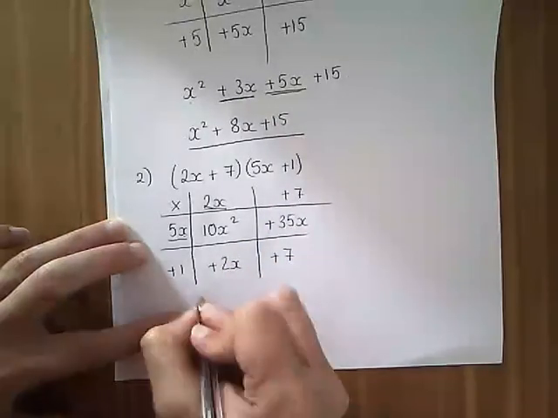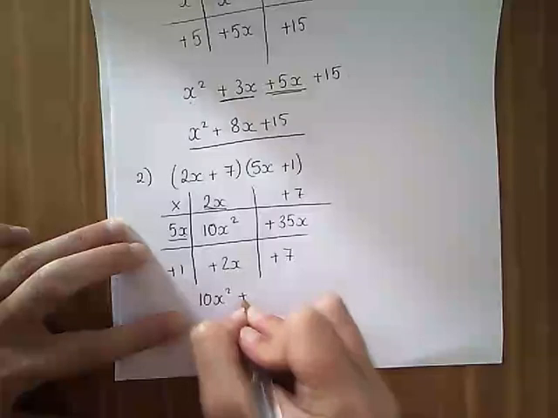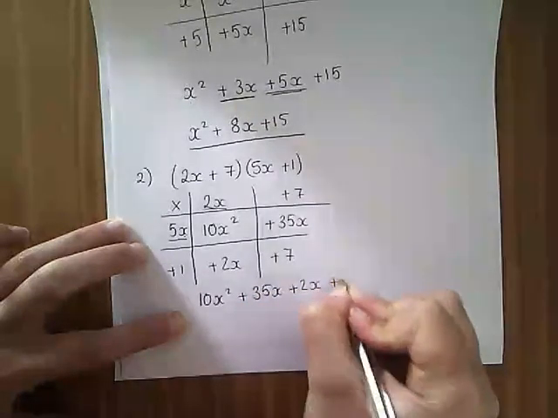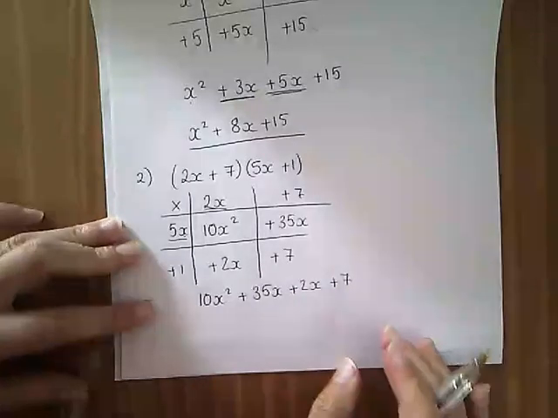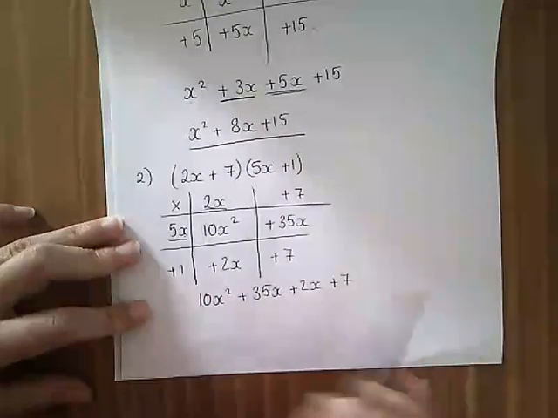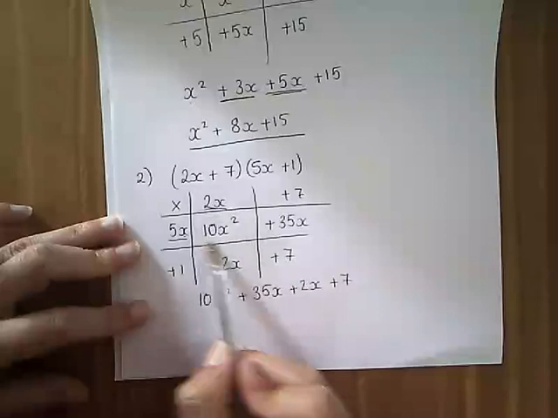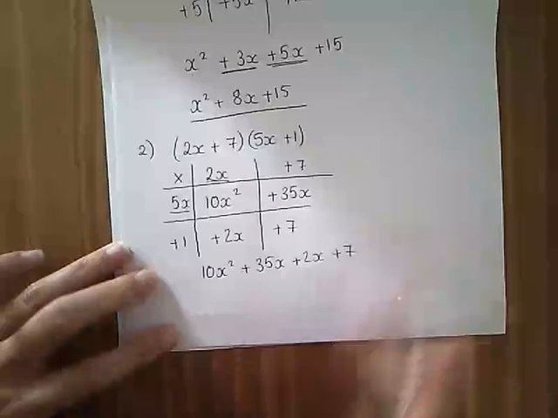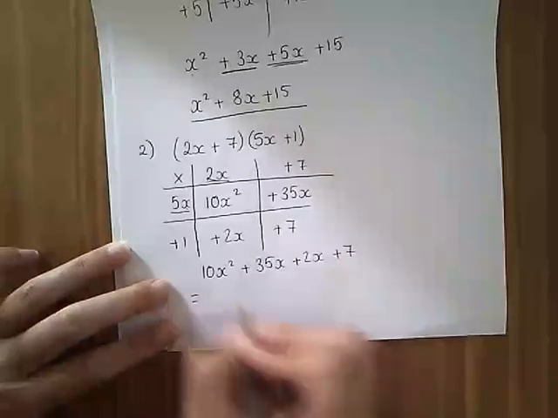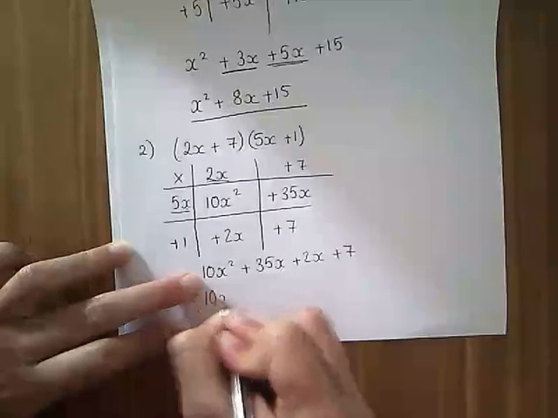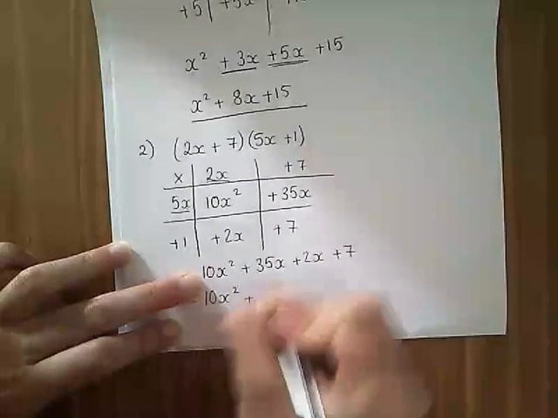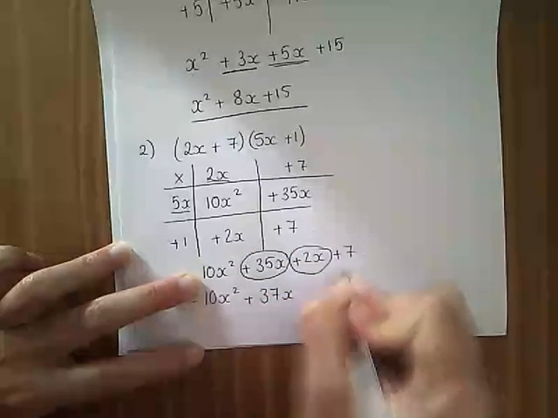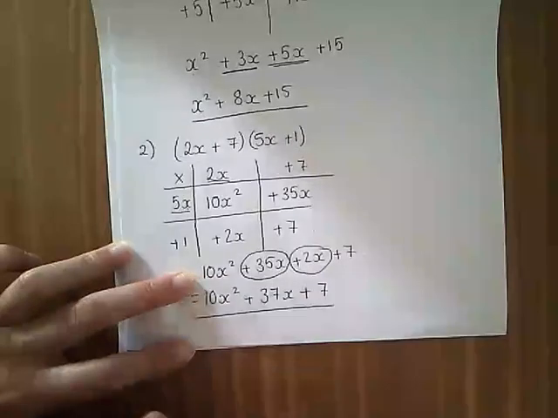Okay, we can then write it all out. So we've got 10x squared plus 35x plus 2x plus 7. It doesn't matter what order you write them out because we're adding everything, okay? But it's easier if you keep this at the beginning and this at the end, and it doesn't really matter about these two which way round. We are then simplifying, so we've got 10x squared, he's on his own, he stays at the front. We can then add 35x plus 2x makes 37x, and then we've got plus 7 on the end.